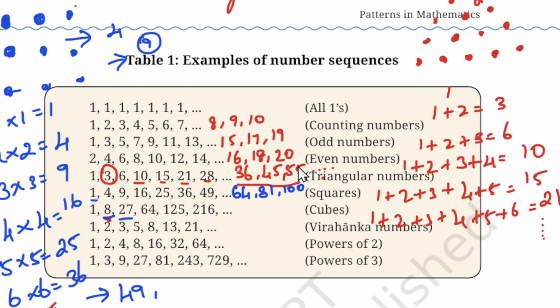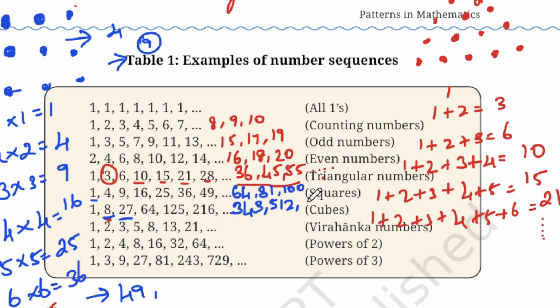Okay, I write it here. So we have the next number, 7. So 7 7s are 49. 49 7s are 343. I'm sorry, 343, not 348. So next we have 8. So 8 8s are 64. 64 8s are 512.